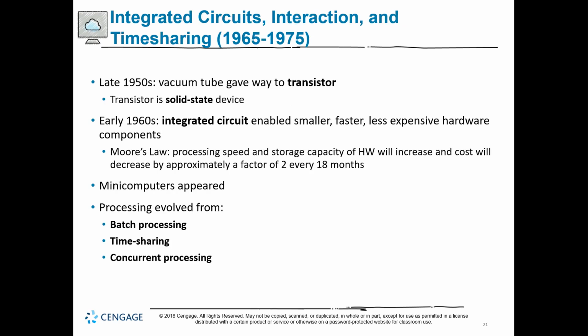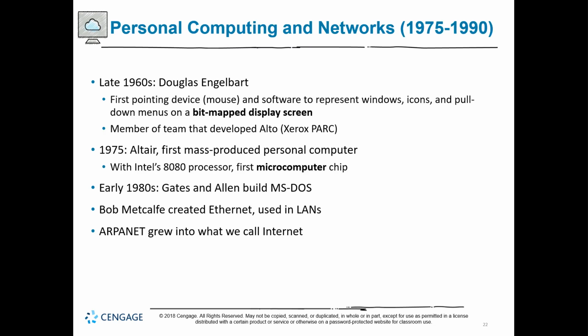In the 50s, vacuum tubes went away, and we started getting transistors. A transistor is basically a solid-state device. In the early 60s, we had integrated circuits. We had microcomputers starting to appear, and processing evolved from batch processing to time sharing to concurrent processing. In the late 60s, we had the first pointing device, the actual mouse. In 75, the Altair started the mass-produced personal computers using the Intel 8080 processor.